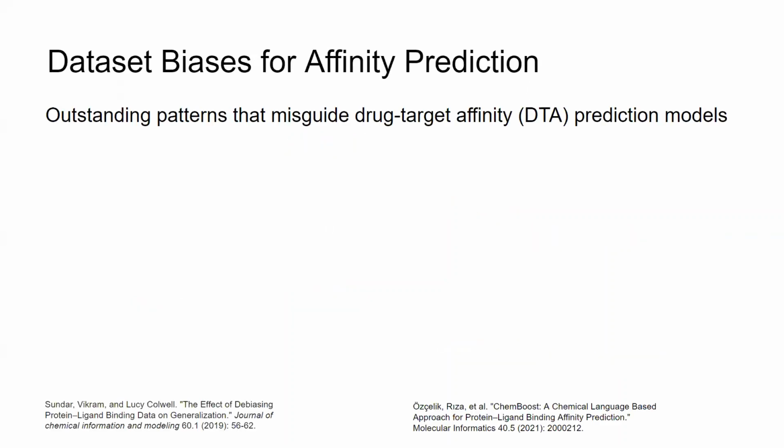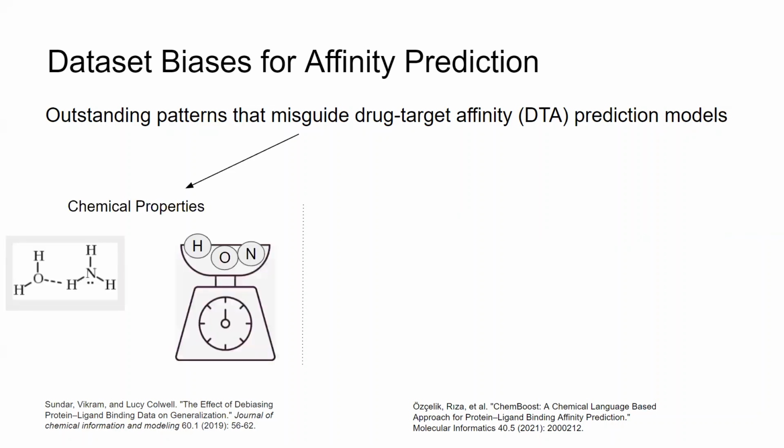We know that the performance drop for these cold test sets comes from the dataset biases, and we define dataset biases as the outstanding patterns in the dataset that misguide drug target affinity prediction models. To exemplify, the actives and decoys in a drug target interaction dataset can have apparent discriminatory chemical properties.